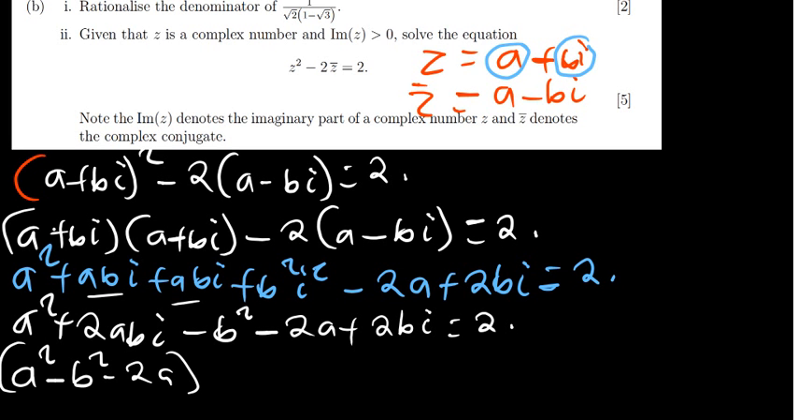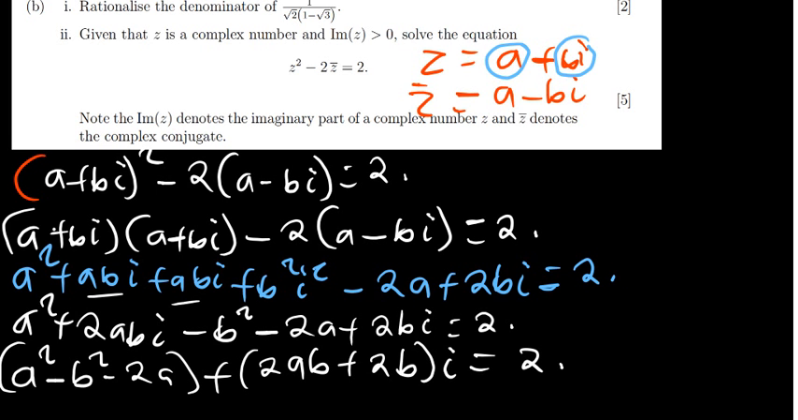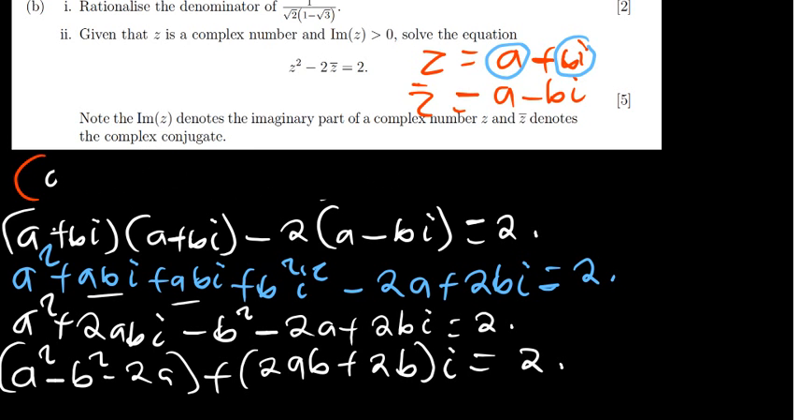What else do we have? We also have something different: 2ab is an imaginary part, it has got an i. Again 2b is an imaginary part, so I'm going to put i. If I distribute this i, then I'll have 2abi plus 2bi. This has to be equal to 2. When you have this equation, you say the real part is equal to the real part, and the imaginary part is equal to the imaginary part.